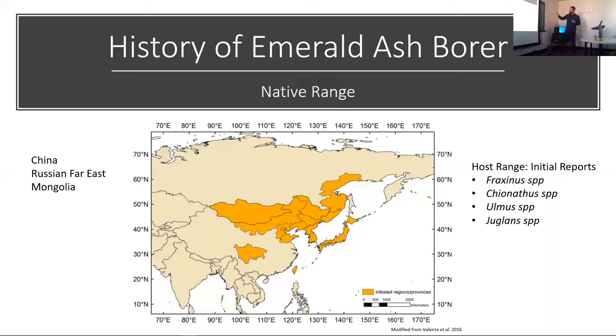And so they ended up doing some of these host susceptibility or suitability tests. Basically, they exposed the insects to these potential hosts. In this case, they had listed in the records in the archives that Ulmus, elms, Juglans, walnuts, and then your Fraxinus, your ash trees, were all potential hosts for emerald ash borer.